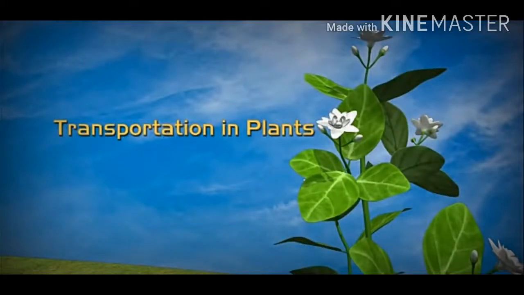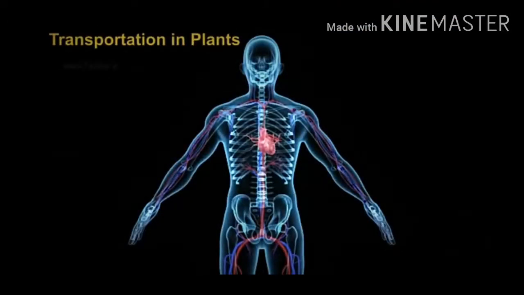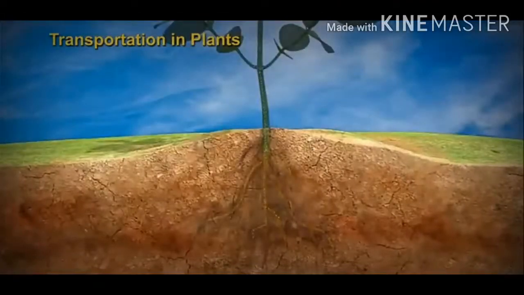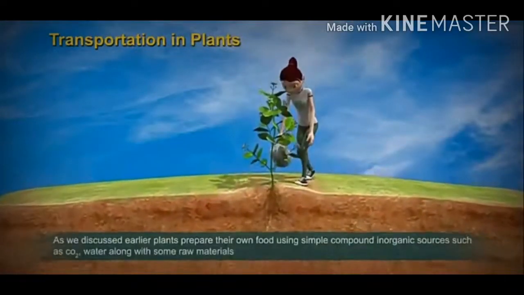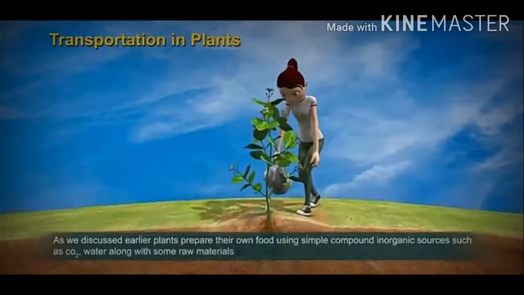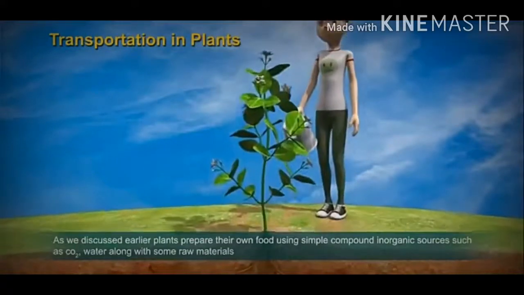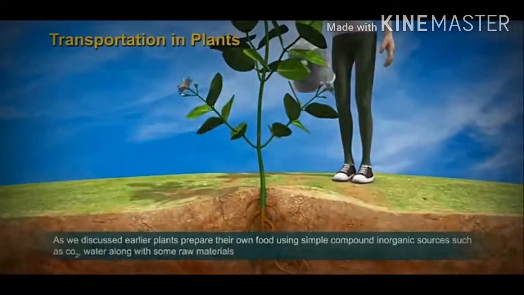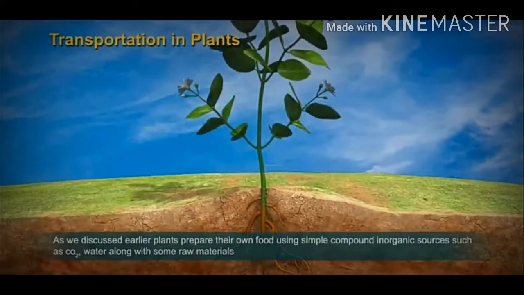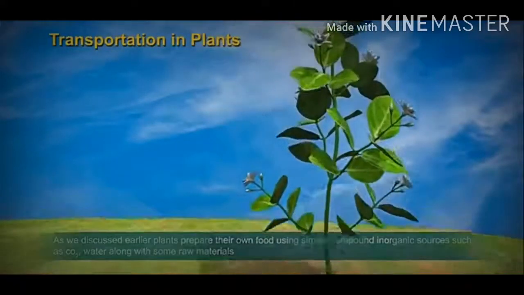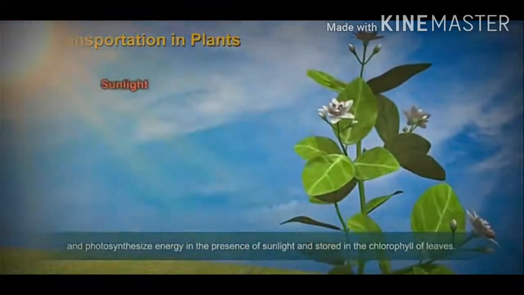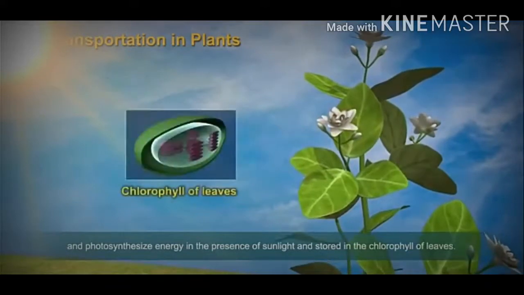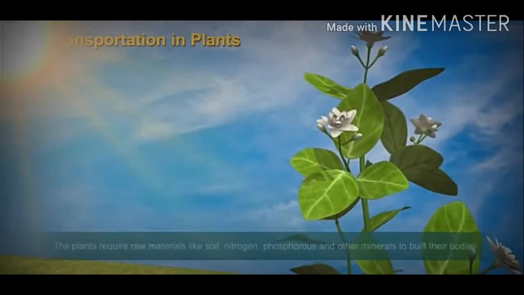Transportation in plants. In the previous class, you have studied about the transportation in animals. Today, you will study how the transportation occurs in plants. As we discussed earlier, plants prepare their own food using simple inorganic compounds such as carbon dioxide and water, along with some raw materials, and photosynthesize energy in the presence of sunlight, stored in the chlorophyll of leaves.